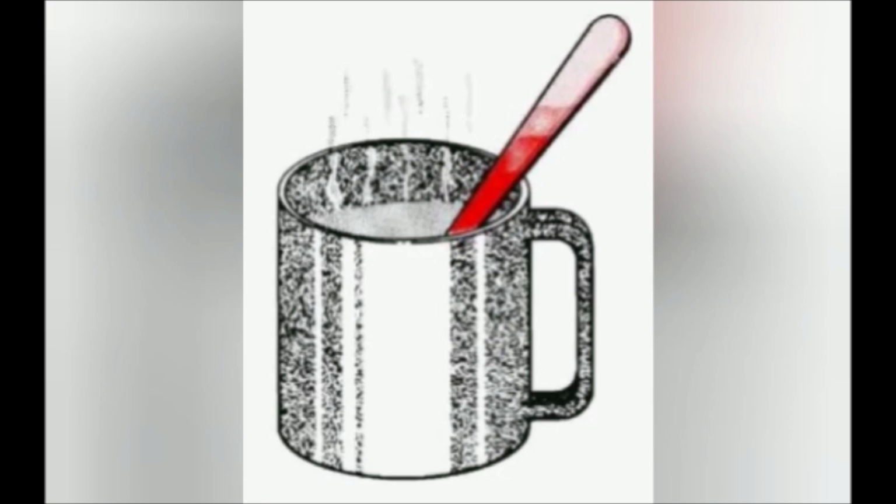What is conduction? The transfer of energy in the form of heat from one object to another by direct contact. For example, if you stir the hot coffee by using a stirrer, after a few seconds, if you touch the stirrer, you will feel heat. Here, the heat transfer from hot coffee to stirrer is called conduction.